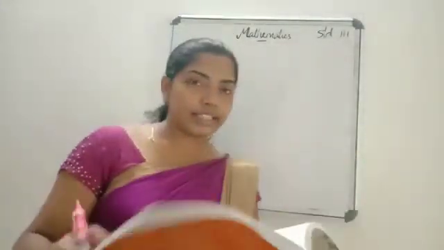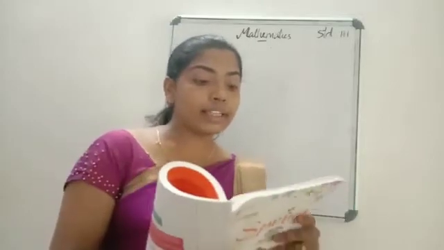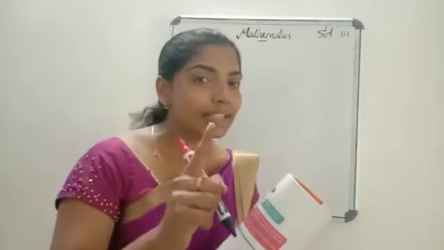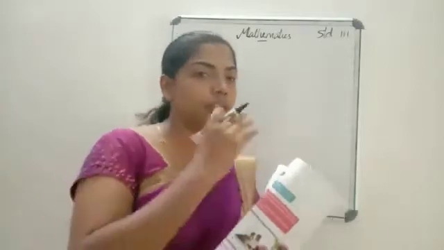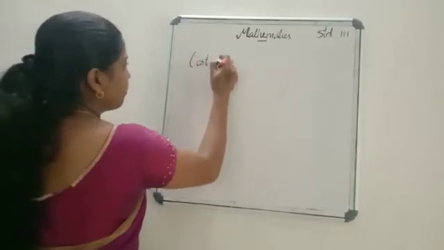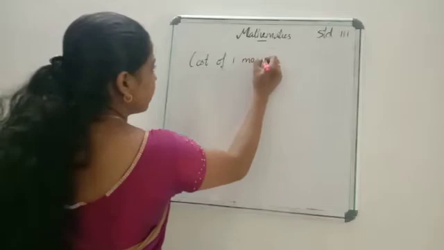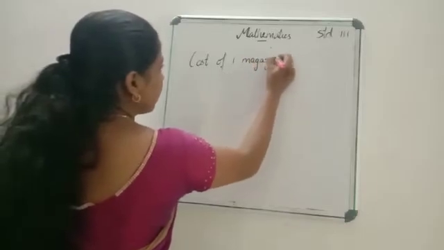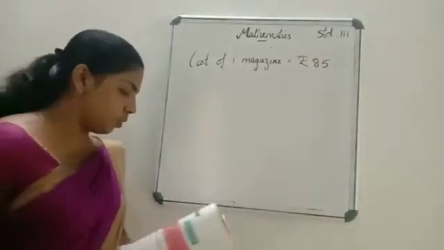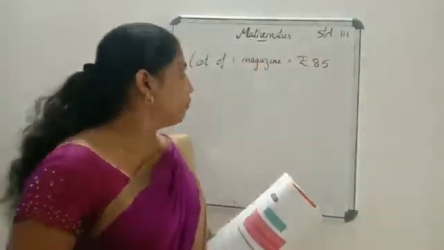Now let us read one sentence at a time and write the steps. If one magazine costs rupees 85, that means the cost of one magazine is equal to rupees 85, so we can write the step: cost of one magazine equal to rupees 85.